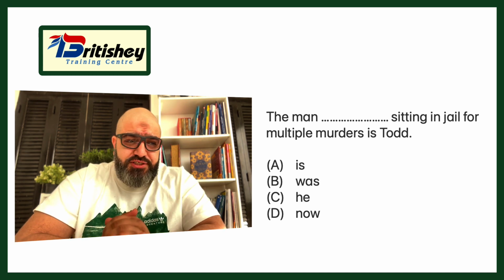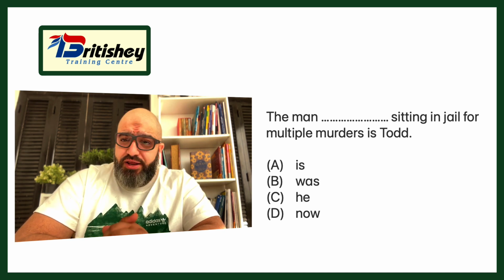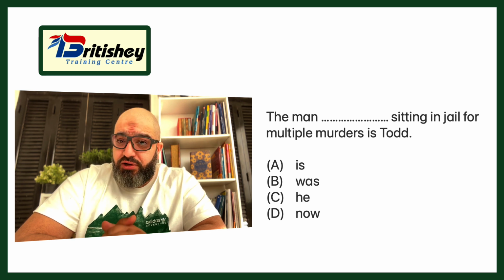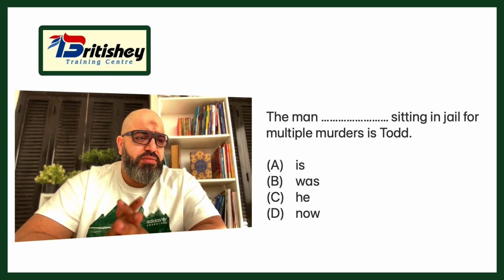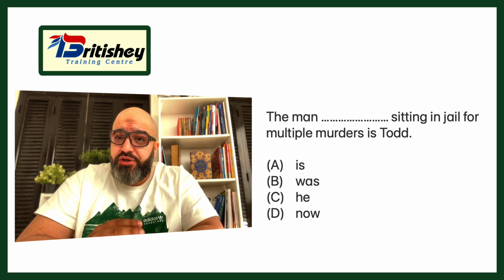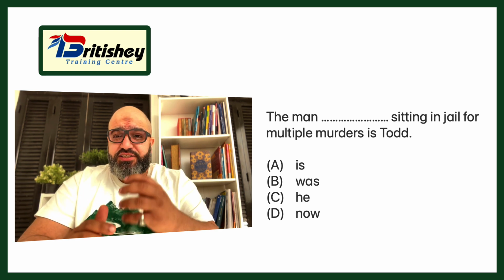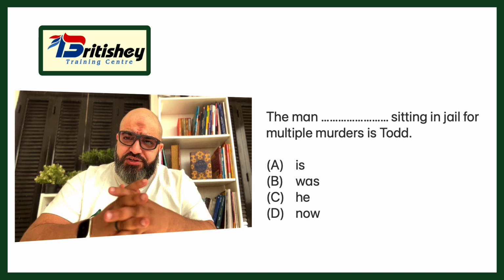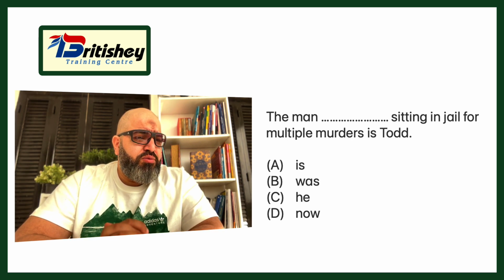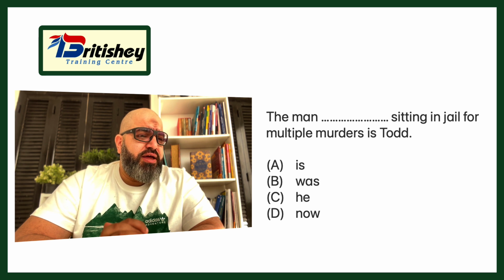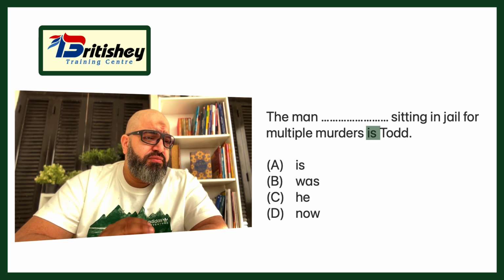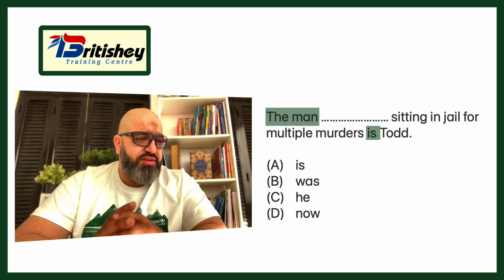And the question says, the man sitting in jail for multiple murders is tarred. Now, as usual, we need to check whether the sentence has a subject and a verb, because that's the basic structure of the English sentence. And we've got here, the man sitting in jail for multiple murders is tarred. We've got is. Obviously, that's a verb. And the man, obviously, that's the subject.